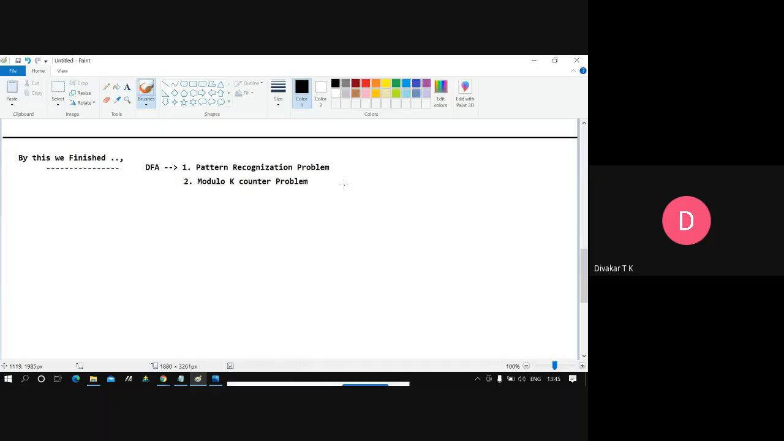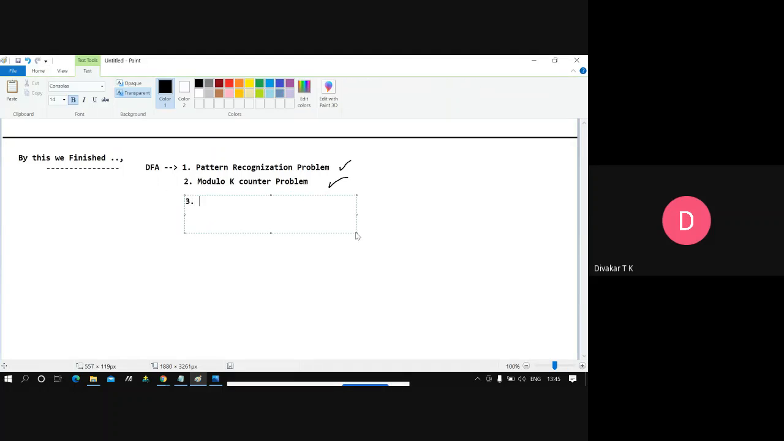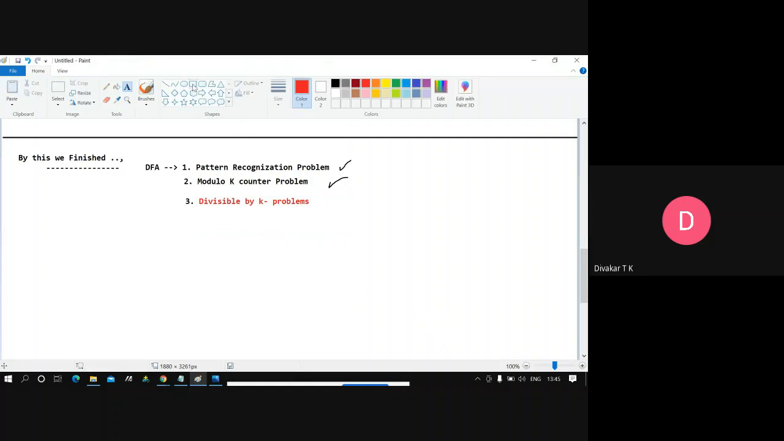Okay, fine. What is remaining? The third part is remaining. What is the third part? I'll write in red color: divisible by k problems. I'll extend time, guys, again 15 minutes. Divisible by k problems, this is remaining, not done. Monday we are doing this part.